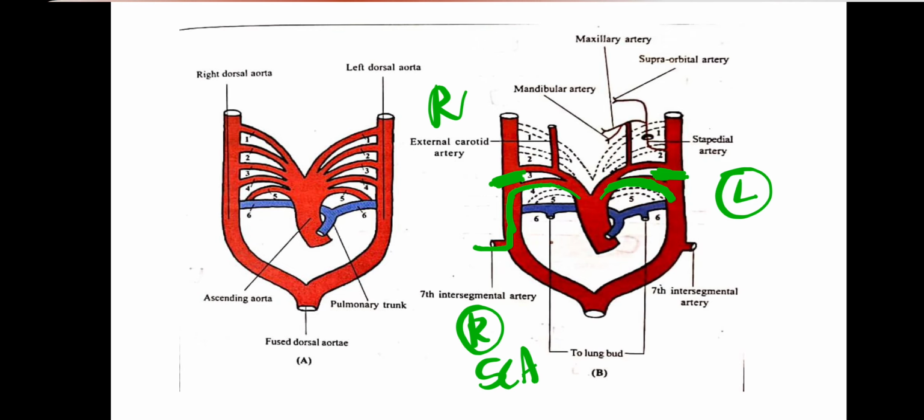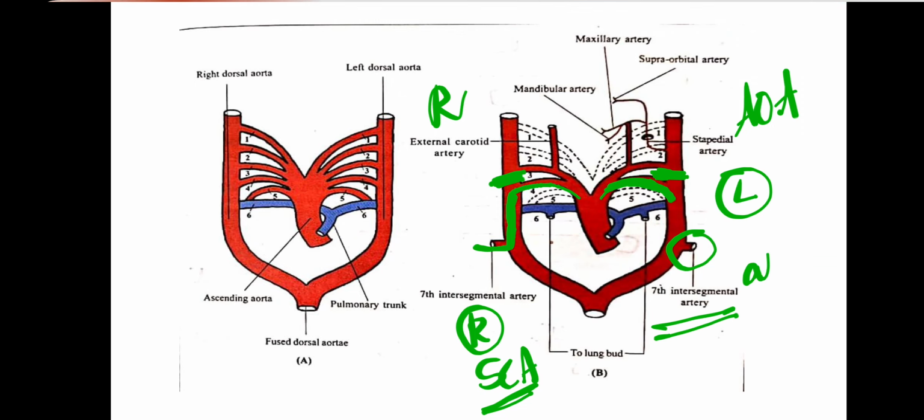First, let us see about the fourth arch. On the right side, it is going to contribute to the right subclavian artery along with the dorsal aorta and the right seventh intersegmental artery. On the left side, it is going to form the arch of aorta. What about the left subclavian artery? The seventh cervical intersegmental artery alone forms the left subclavian artery. It has no other contribution.